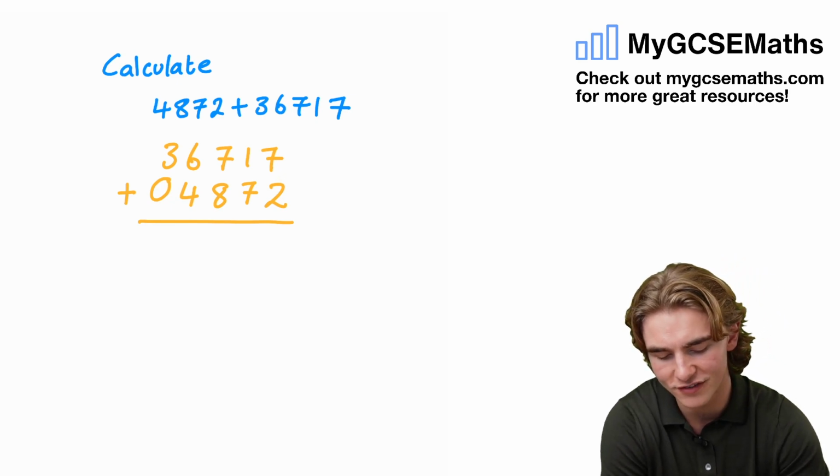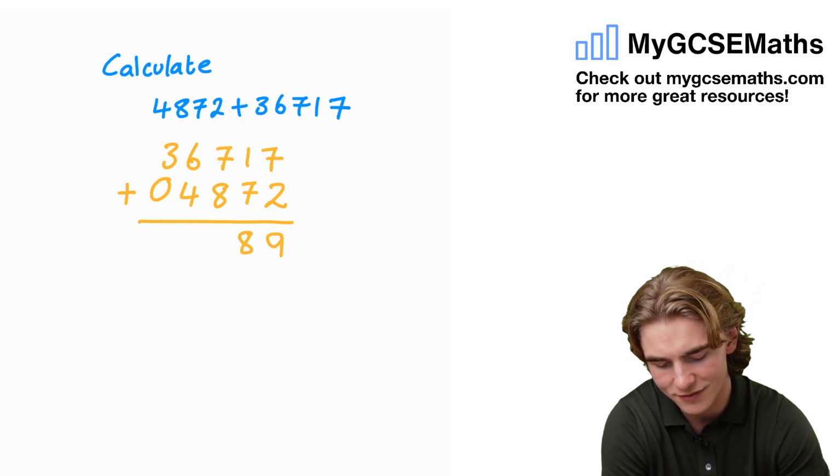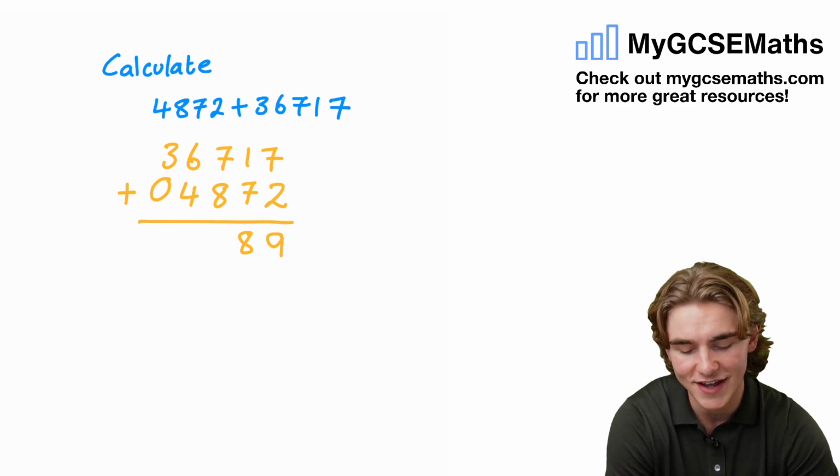We're going to do 7 plus 2 in the far right hand column. That is going to be 9. Moving one over to the left, we're going to do 1 plus 7. That is going to be 8, guys. Next up, we have 7 plus 8. Now, 7 plus 8 is going to be 15.